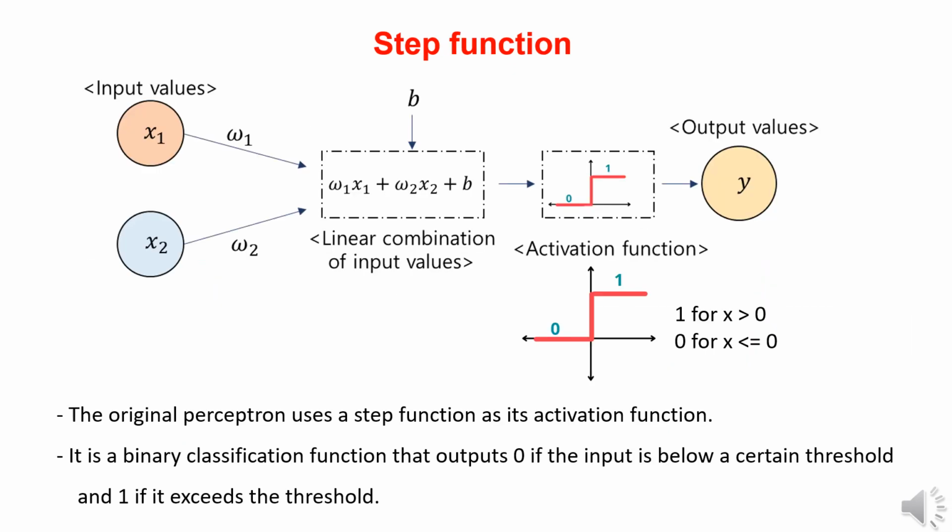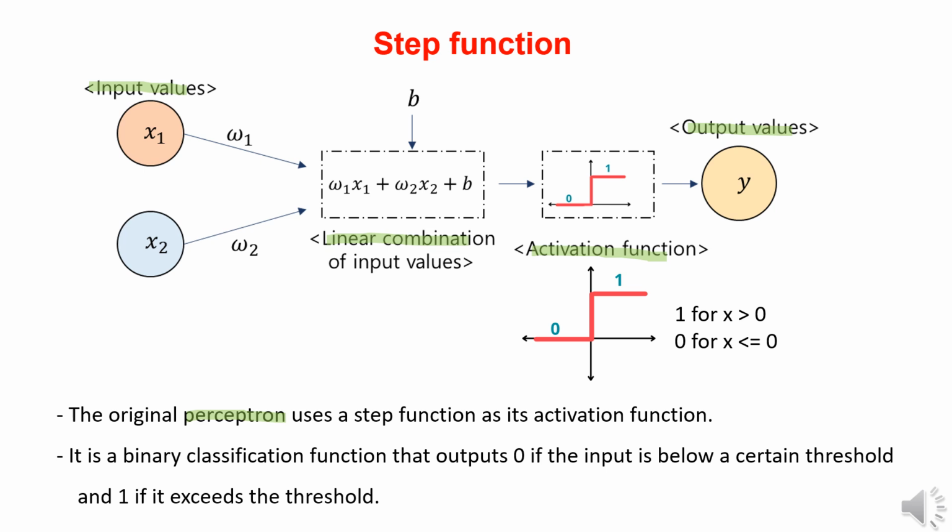In one of the previous videos, we talked about the perceptron, which is a foundational building block of deep learning. Inspired by human nerve cells, or neurons, the perceptron is a basic component of artificial intelligence. Its structure consists of input values, a linear combination of those inputs, an activation function, and an output value.